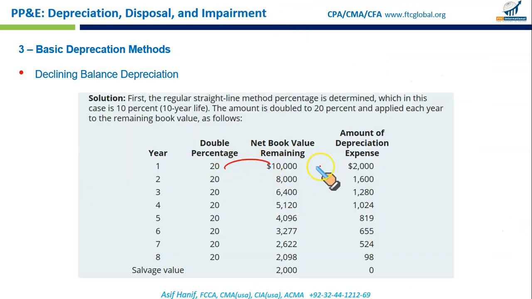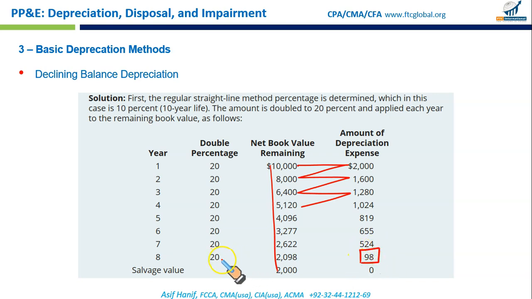First year depreciation, 2,000. Next year depreciation, 10 less 2 is 8, 20% of 8,000 is 1,600. Then third year, 8,000 less 1,600. So your net book value is decreasing every year. 10 less 2, 8 less 1,600, 6,400 less 20%. So you keep on charging this percentage on the net book value. And please remember, your depreciation charge for the last year should be the balancing figure.